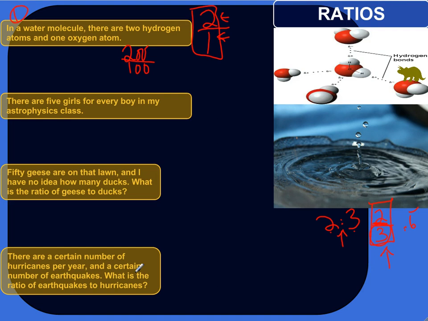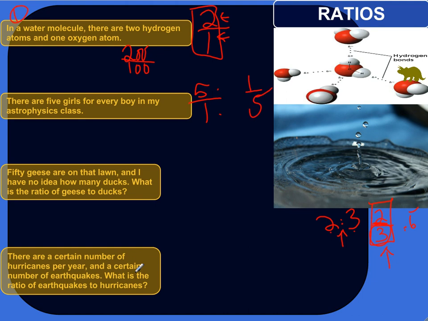Okay, so if we just want to represent how many hydrogen atoms per oxygen atom there are in a water molecule, we can say 2 to 1. It's a ratio, okay? Let's look at the second one. There are 5 girls for every boy in my astrophysics class. So if I want a ratio of girls to boys in my astrophysics class, I would say 5 to 1. 5 girls for every one boy in my astrophysics class. So that's the ratio of girls to boys. If I want to do boys to girls, it'd be like that.